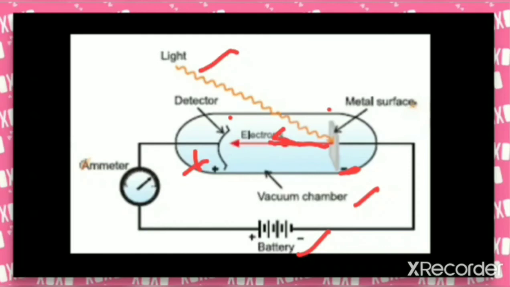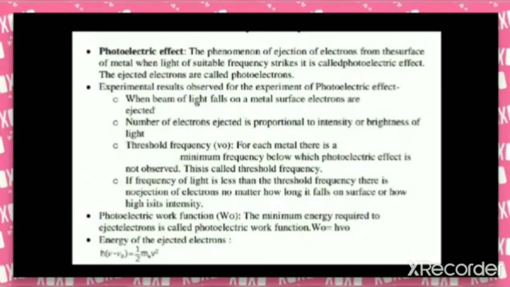From this it was concluded that after striking suitable radiation, that is light, on the metal surface, it ejected the electrons, and this effect is called the photoelectric effect. So we conclude that the photoelectric effect is the phenomenon of ejection of electrons from the surface of a metal when a light of suitable frequency strikes it. And the ejected electron is called a photoelectron.